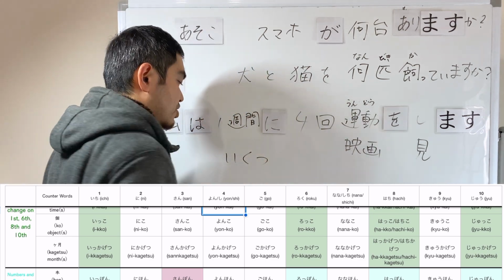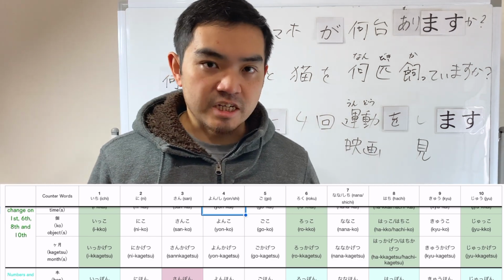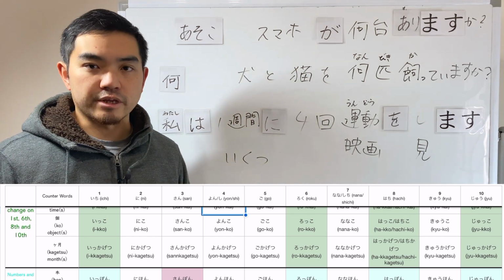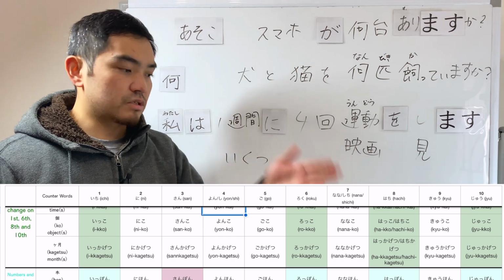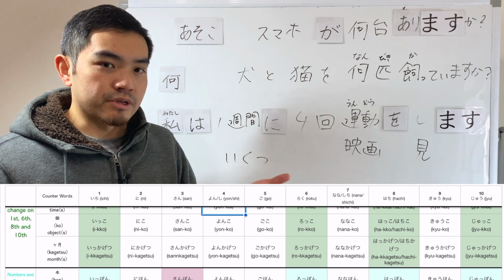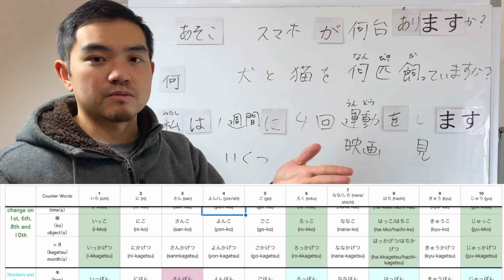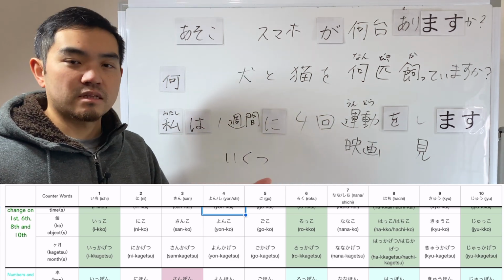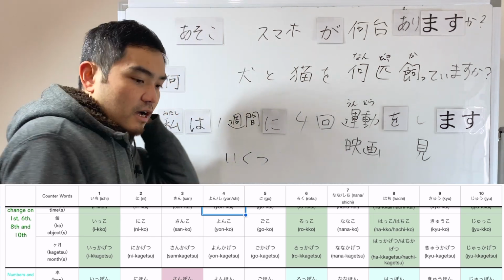And I forgot to mention, but this is ikutsu, right? How many objects? But we sometimes say it for how old are you? Ikutsu desu ka? Especially to a child. Okay, ikutsu desu ka? Which means how old are you? Nansai desu ka is for adults, but we sometimes say ikutsu desu ka for a child, asking the age. Ikutsu desu ka?